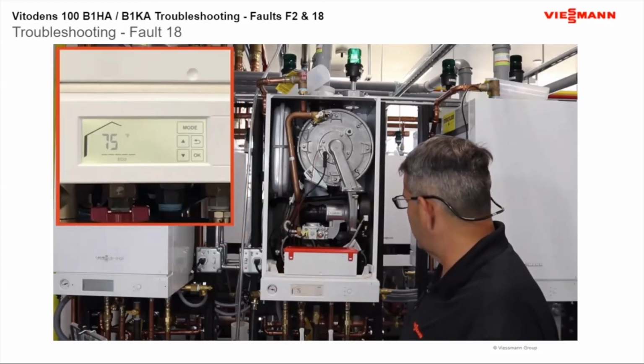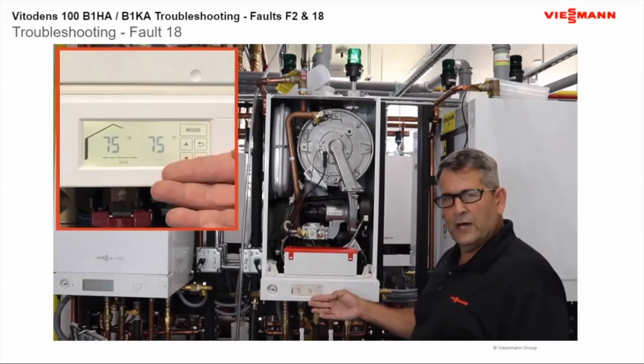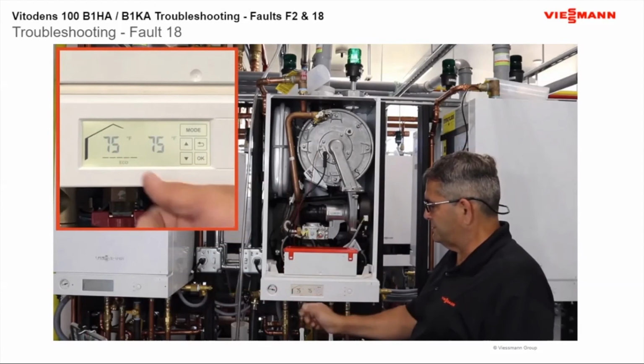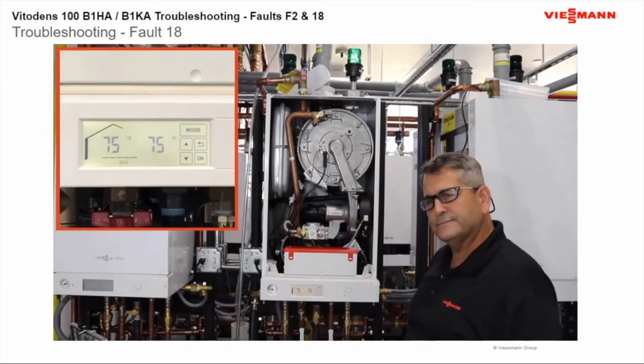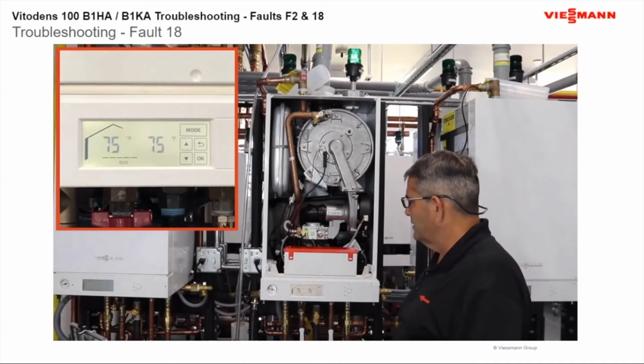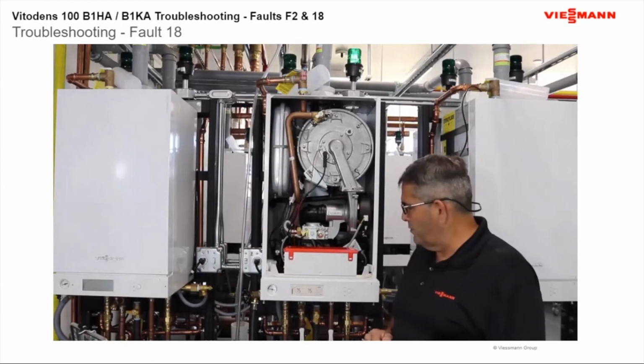Checking to see if we're getting our outdoor temperature coming back. There it came back. So now we do see that we're reading the outdoor temperature, which today is 75 degrees on the outside. This concludes our F18 fault on our boiler.